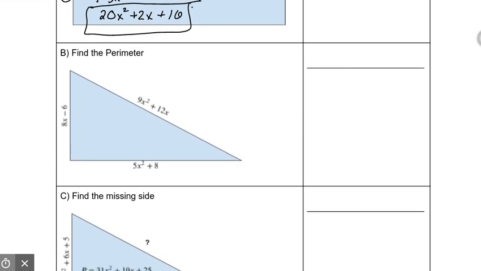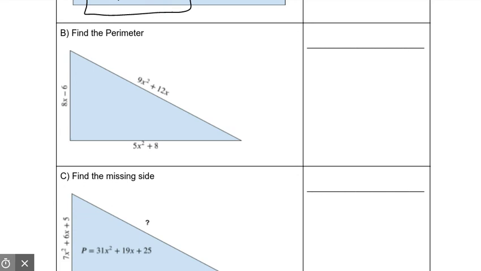Okay, number 2, or letter B. Again, this is a triangle, and we are finding the perimeter. So I'm going to add up all the sides. So let's just start with one of them. I have 9x squared plus 12x, and I am adding 5x squared plus 8. And I put the 8 over, so I'm lining this up vertically. It's not a like term with the 12x, so I just shifted it off to the side.